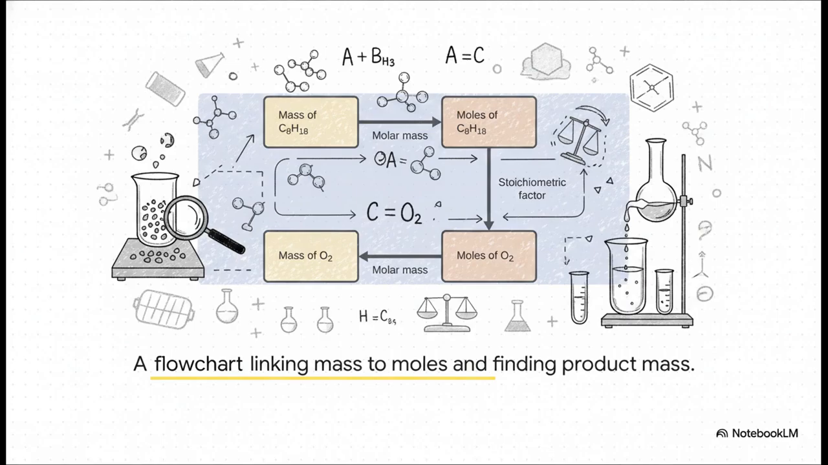This flowchart maps out exactly how scientists scale things up in the lab. You weigh your reactant in grams, you use its molar mass to find the moles, you apply that stoichiometric factor from your balanced recipe, and then you use the molar mass of the product to find out exactly how many grams of product you'll yield. It is such an elegant, foolproof system.